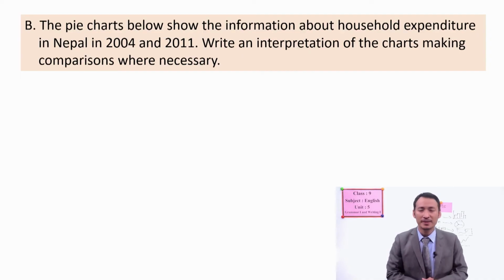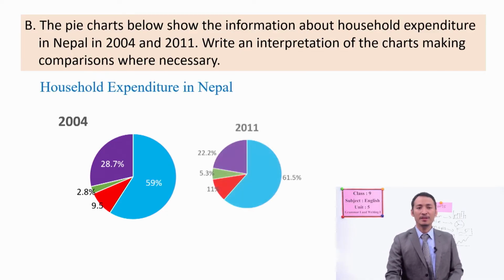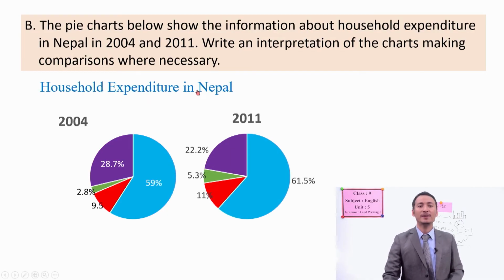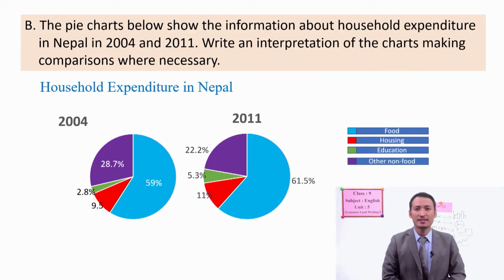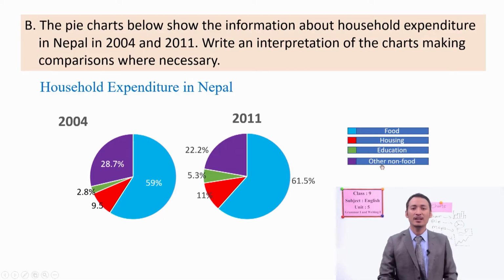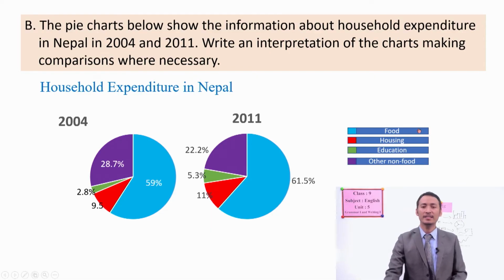Okay, students? Now let me show you the exercise here. This is our exercise for writing or interpreting charts. So we have a similar kind of pie chart here, telling you some information about household expenditure in Nepal. Household expenditure means expenses, or how much money you spend on different items, like food, housing, education, and other non-food items. It can be clothing or luxury things.